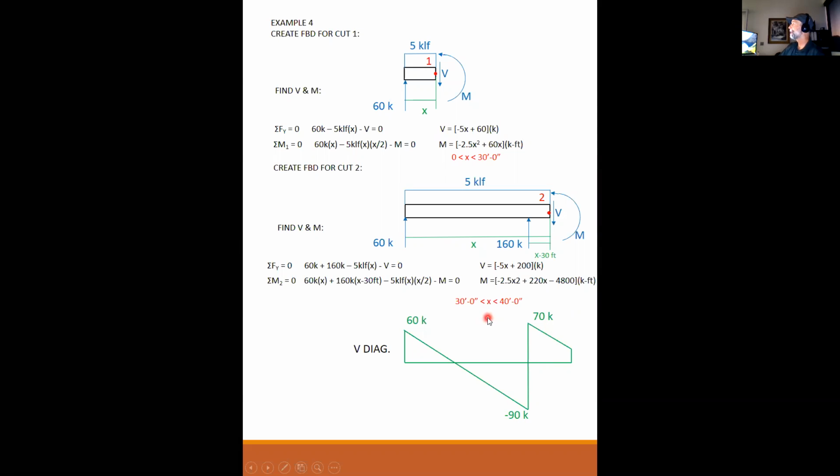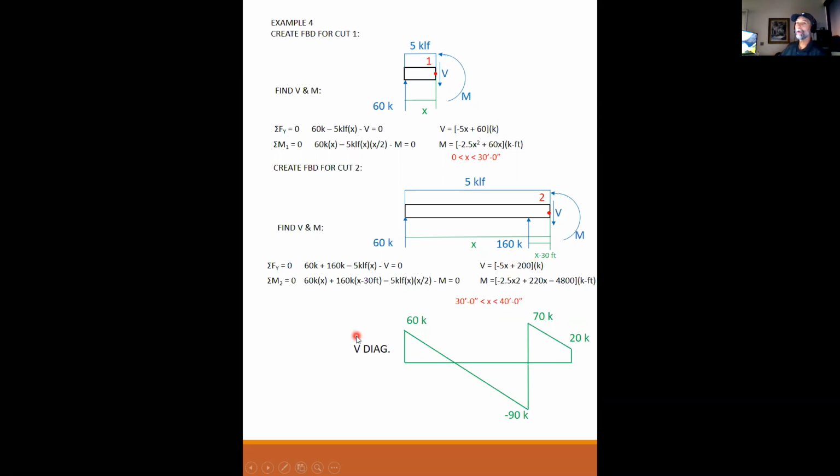And then if I plug in 40 into here, then I should have 20, which again, that's supposed to be 220. So 40 times minus 5 is minus 200 plus 220 gives you 20 kips. And the 20 kips is correct because the very last thing that happens is I have a 20 kip load that pushes this back to 0.